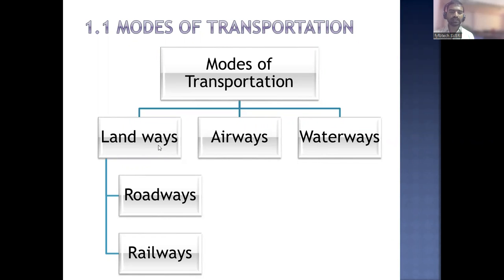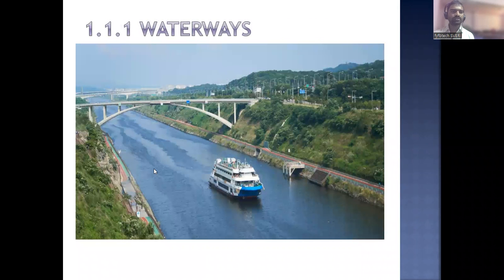In the landways, again there are two types. One is if you are traveling by vehicle, that is called roadway, through roads. If you are traveling by rail, then that is called railways. Okay, in landways there will be two: by road, roadways; by rail, railways. So first we will study about the waterways.